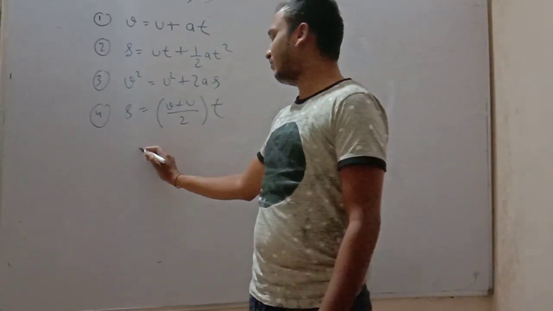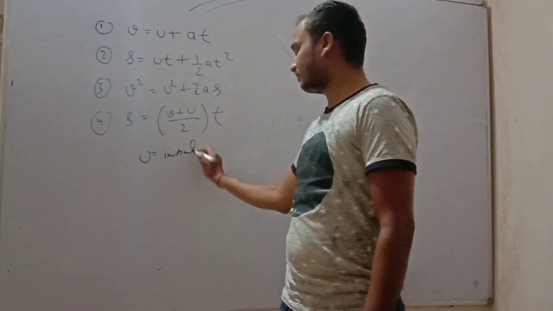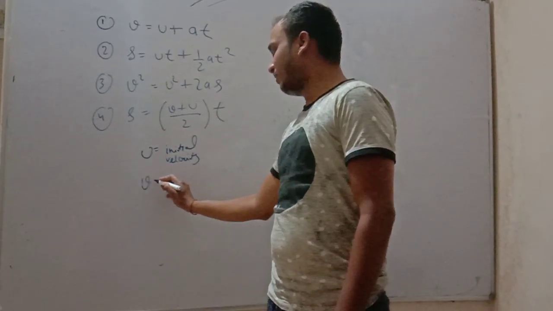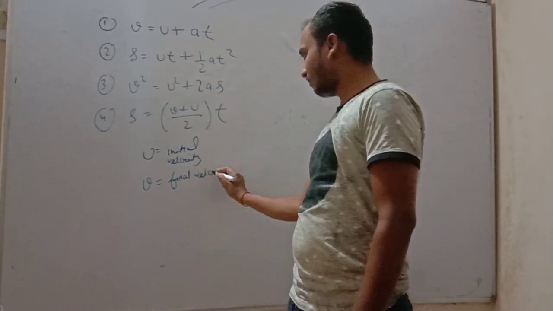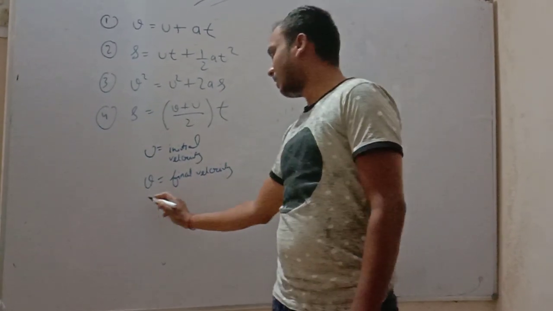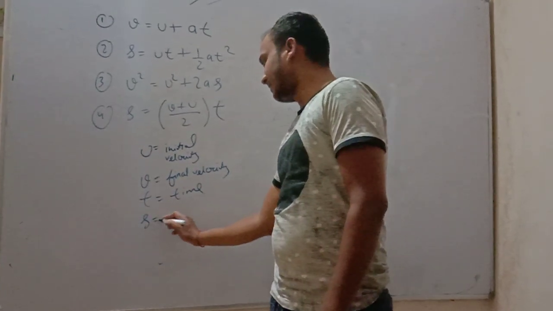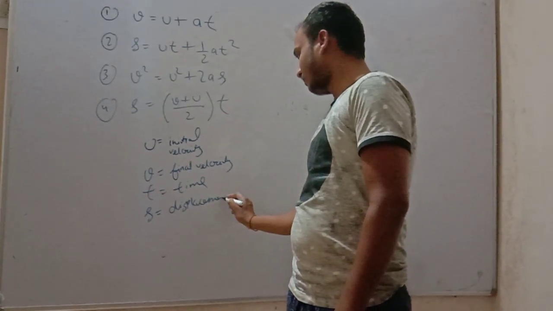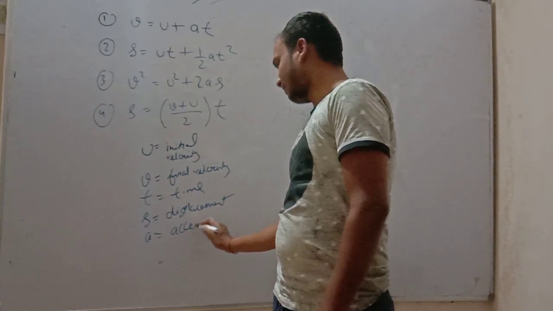So in here, U is initial velocity. V is final velocity. T is time. S is displacement. And A is acceleration.